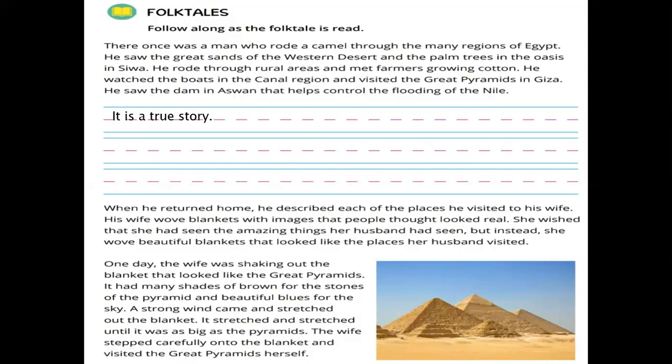But pay attention that some of the events, especially in the last paragraph, are impossible or seem magical. So it cannot be true. Of course, it is impossible for a strong wind to stretch out the blanket to make the wife visit the pyramids. So this story is not a true story. It contains real places, real regions. It is about a traveler on a journey. He visited many regions in Egypt and told his wife stories about these regions.